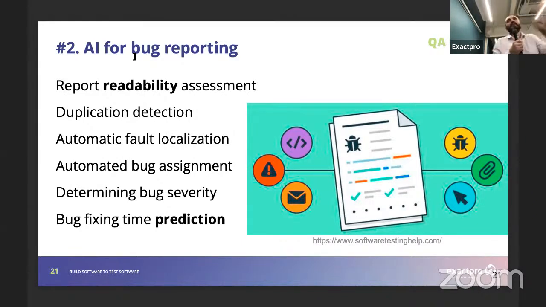And finally, machine learning, and we had this kind of project with our company too, could be used to predict how much time it will take to fix the bug, what the severity of the bug is, etc. So that is another area of applying AI.